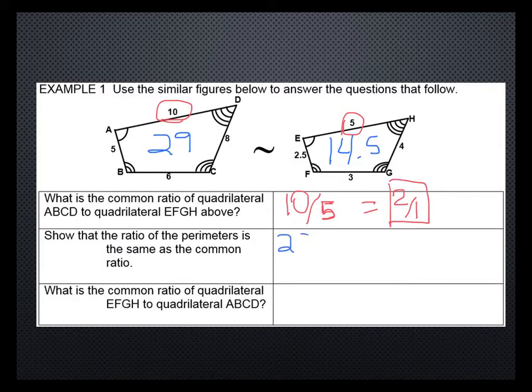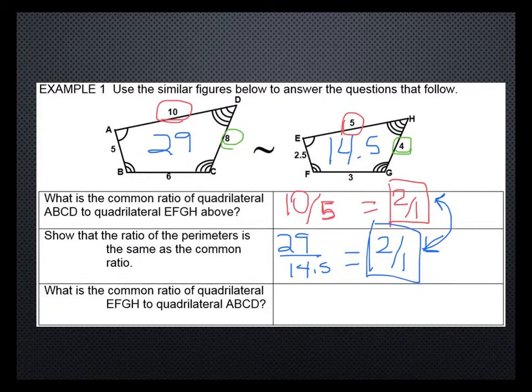Let's look at this. 29 divided by 14.5 is the same thing as 2 over 1. So that common ratio is the same thing from side lengths and perimeters. Now let's look at it if we were doing the common ratio from quadrilateral EFGH, which is the smaller one, to quadrilateral ABCD, which is the bigger one. All we have to do, we can take 4, put it over 8, 4 over 8. So the common ratio here is 1 over 2.